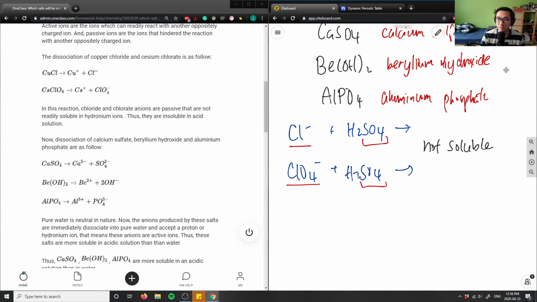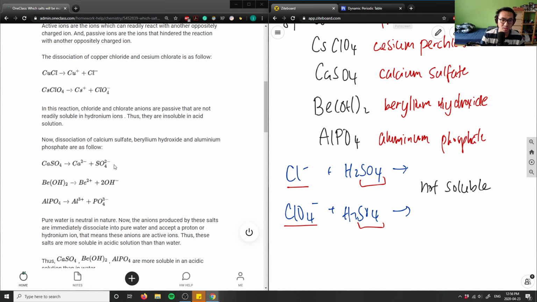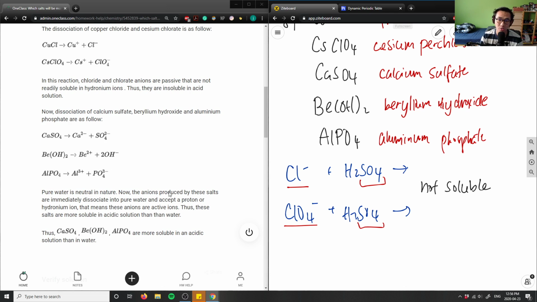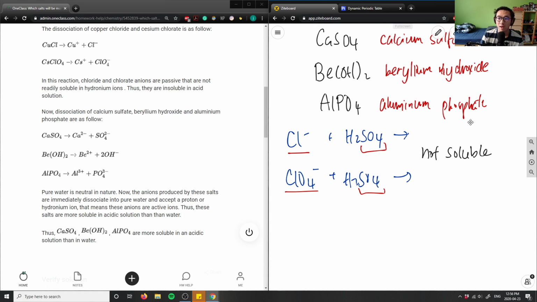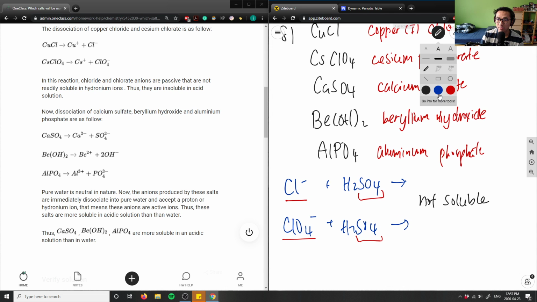And then finally, for these three guys here, we have calcium and sulfate, which is good. They just showed the dissociation. Beryllium and hydroxide, that's good. Aluminum and phosphate, and these guys are more soluble in our acidic solution, right? Because if I were to write it down, calcium sulfate and an acid, sulfate would actually displace chlorine. So for example, if my acid here was HCl plus CaSO4, I would get calcium chloride plus H2SO4. I would get sulfuric acid. So in this case, it would actually dissolve.